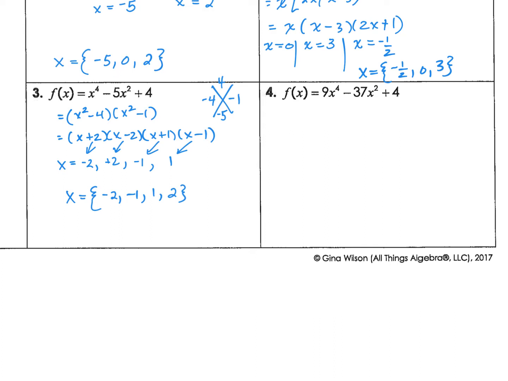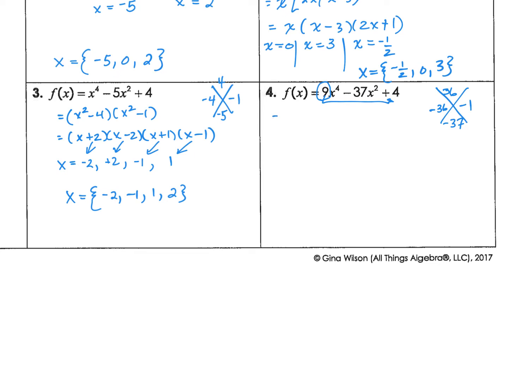Grouping. How do I know I'm going to have to factor by grouping? Because there's this big fat 9 in front, right? So let's figure it out. 9 times 4. And what goes in the bottom? Negative 37. So what two factors of positive 36 add up to negative 37? Negative 36 and negative 1.